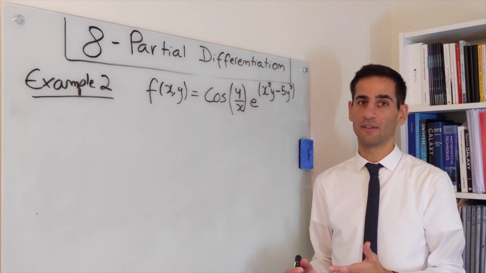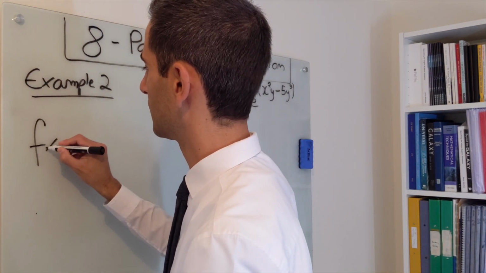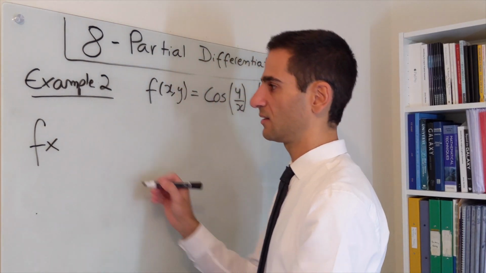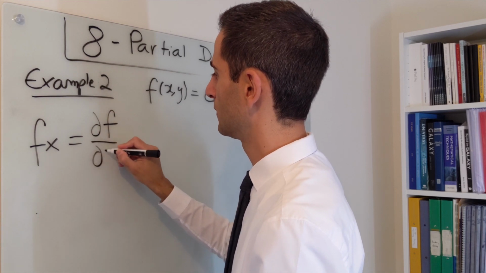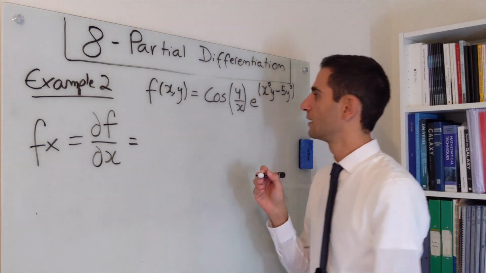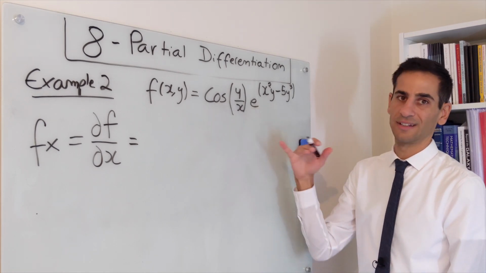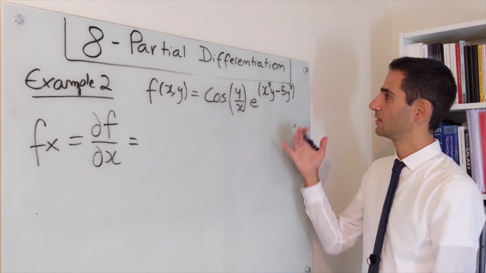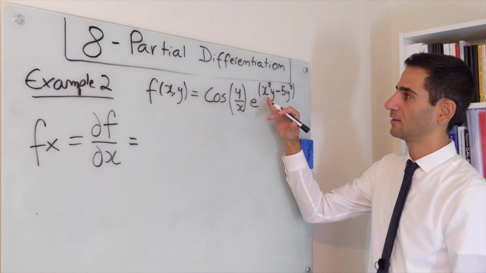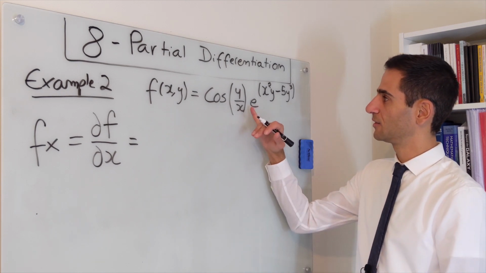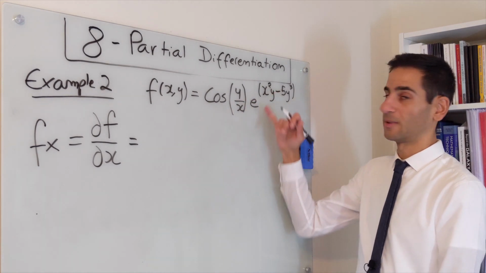In this example, we have a function that is slightly more complicated, but we can still proceed in a similar way. First of all, let's calculate the partial derivative in respect to x. That's df dx. And whenever we want to calculate this, everything that does not contain an x is a constant. In this case, we can identify that there's an x here and also an x here. We can see that we'll have to use the product rule and also chain rule for both cos and e to the power of x squared.